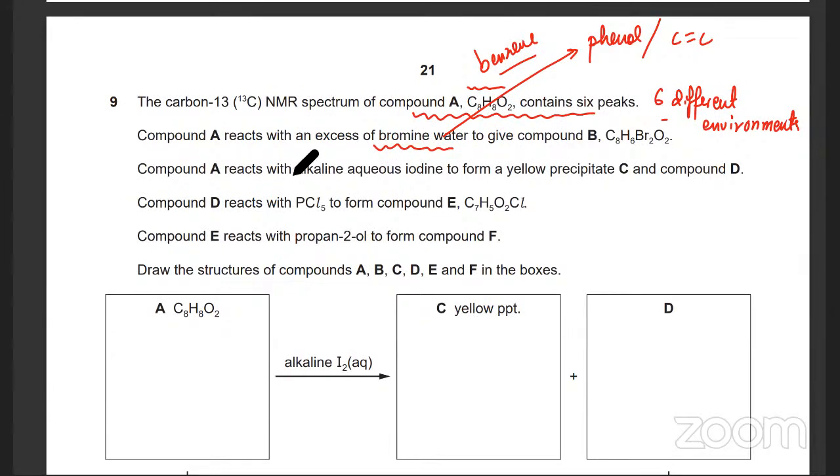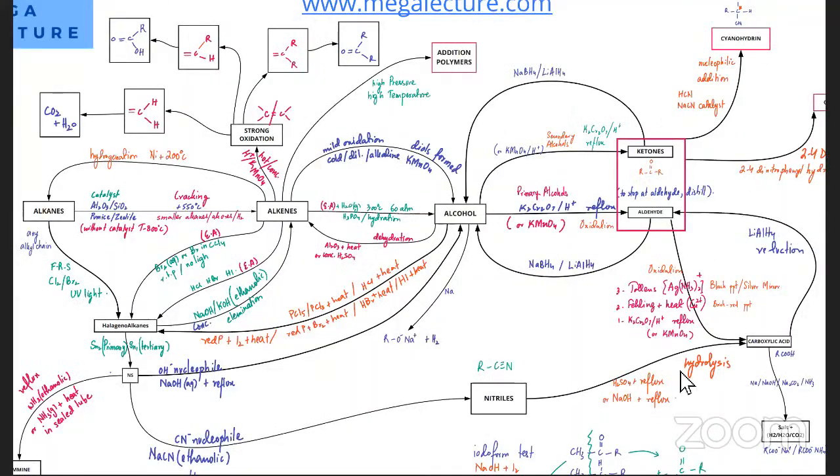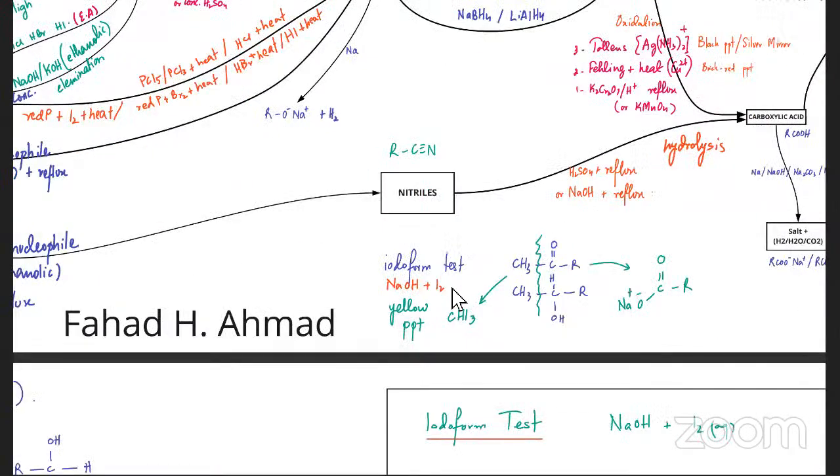Now, the next one is it reacts with alkaline aqueous iodine to form a yellow precipitate C and compound D. So what is alkaline aqueous iodine? That's your iodoform test, which is shown over here at the bottom. The iodoform test is a specific test for 2 structures: a methyl next to a carbonyl bond, or a methyl next to CHOH. So you're getting a positive iodoform test.